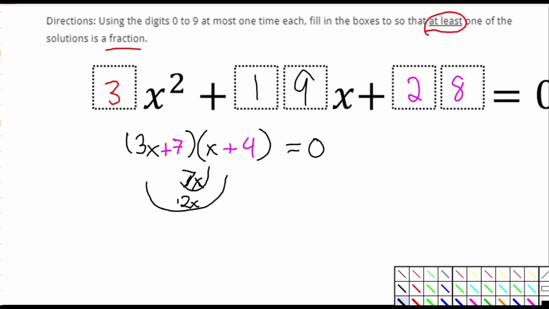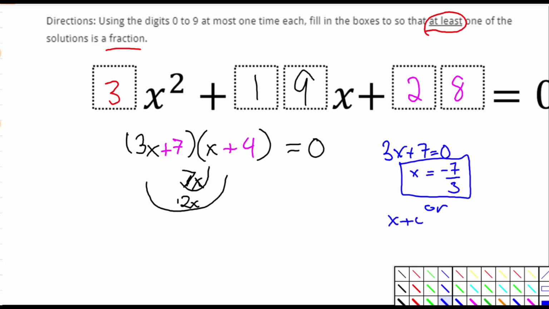All right. And is one of my solutions a fraction? Well, yeah, I believe so. I believe this one over here. So we have 3x plus 7 equals 0. If I was to solve this, this would give me negative 7/3. So that is a solution that's a fraction. Or my other answer would be x plus 4 equals 0, so x is equal to negative 1. So yes, one of my solutions is a fraction. All right, perfect. Done with this one. Again, if you just copied along with this one, go ahead, try it on your own. Try other numbers, see what else you can come up with.